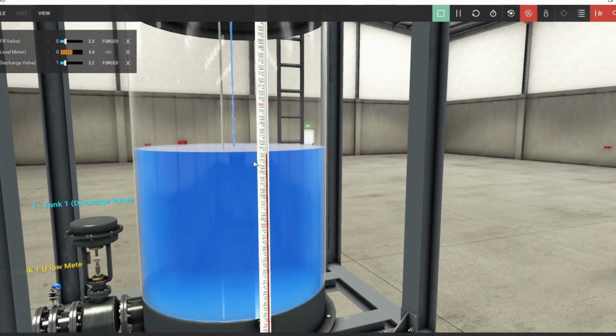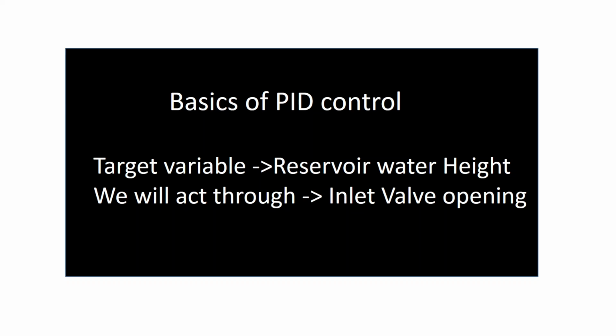So in this situation, the inlet flow is equal to the outlet flow and the height is set at this value. Okay, so now in order to start with the PID programming, I first want to touch briefly on certain concepts.